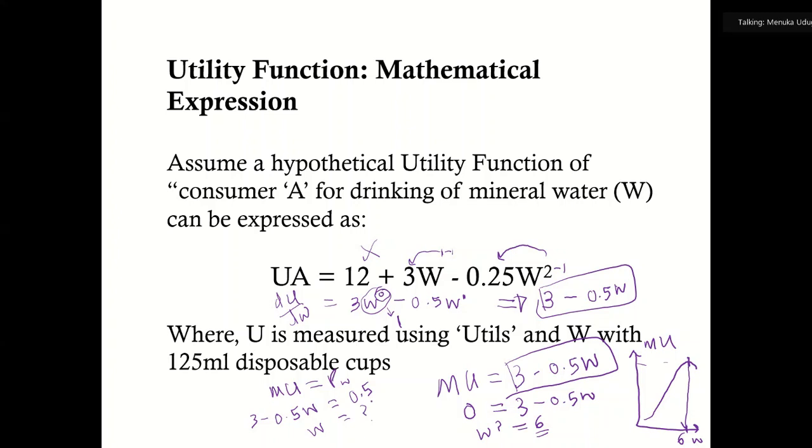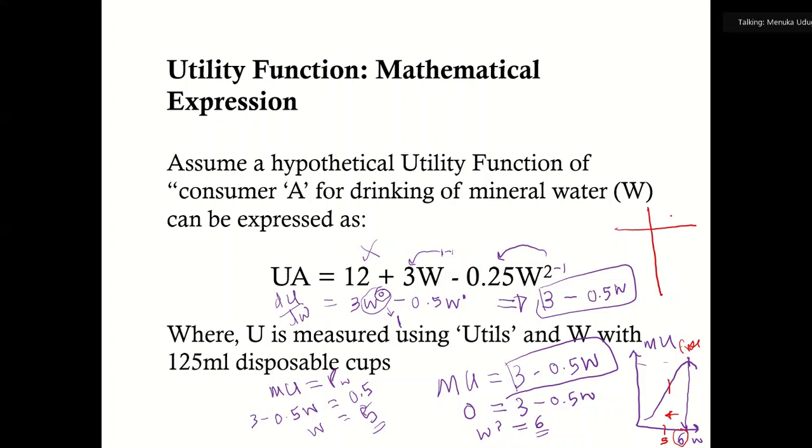Now it's 5. So you can see, if you plot this on the graph, it's 5 units. So if water is free, you reach the maximum. You can consume 6 glasses, but the minute it's priced, you will see that you have to consume less and less, right?